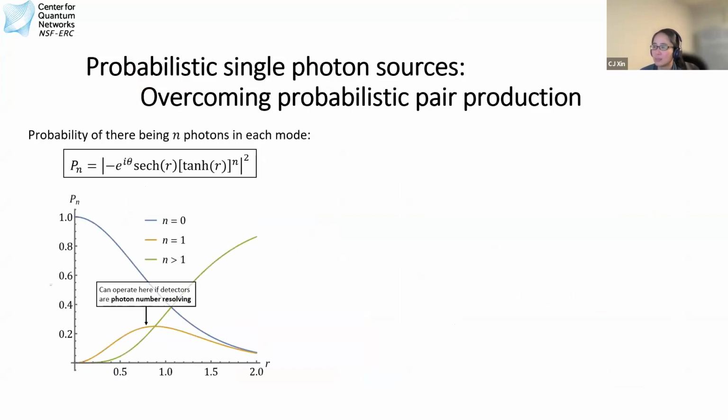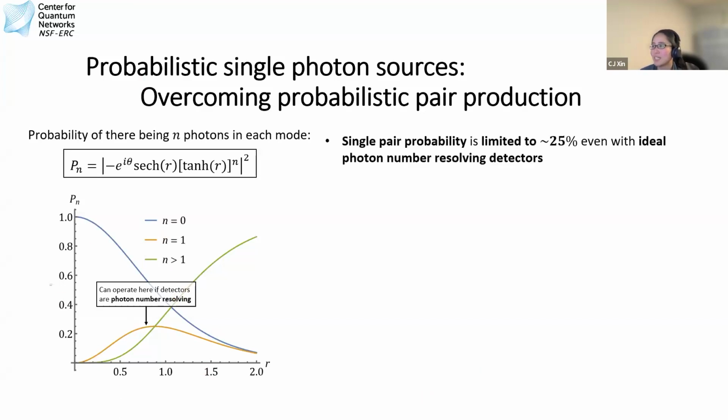Well, let's remind ourselves what the probability is. We say, okay, even here where the single photon pair probability is maximized, it's limited to 25%, even with ideal photon number resolving detectors, no loss whatsoever. That is actually just a fundamental limit because of how the process is. You excite it, you pump it once, you're going to get a single pair, a usable heralded single photon, maybe 25% of the time. If you use just one of these, you really can't get around this barrier.